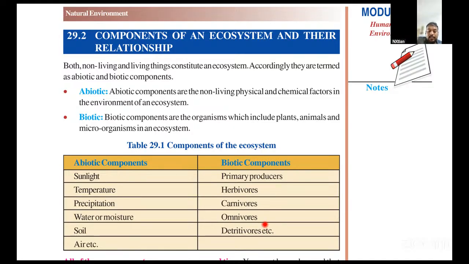And the biotic, you can see, are all the living things, like the primary producer. So do you know who is the primary producer? The plants, the trees, the plants. Yeah, the plant.